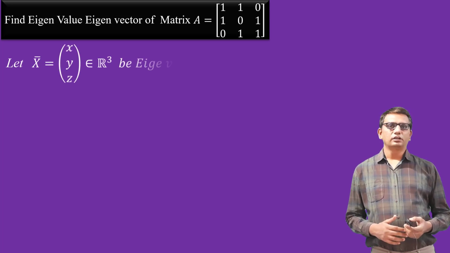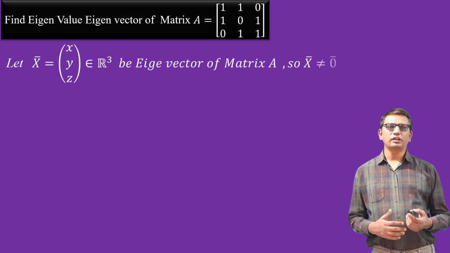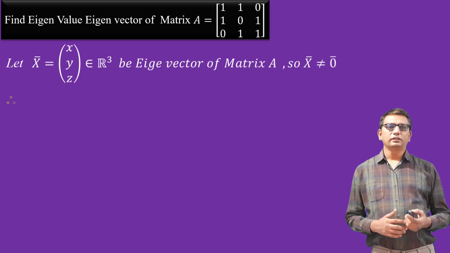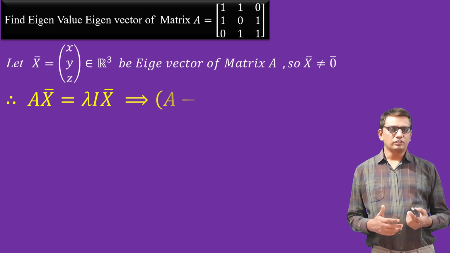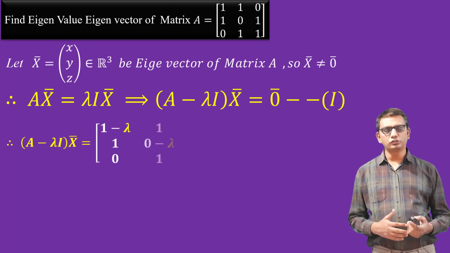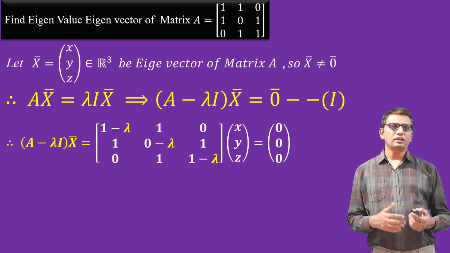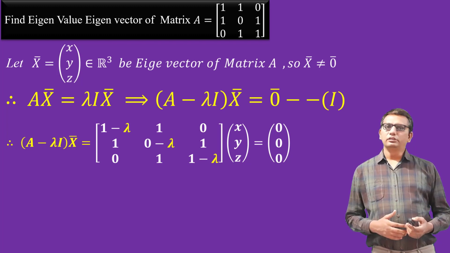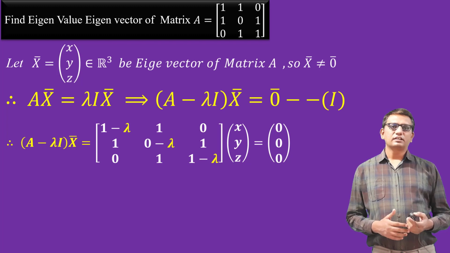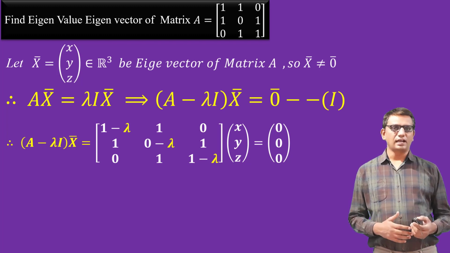So here x bar is our eigenvector and it is a non-zero eigenvector in R cube, and A is our matrix, x bar is not equal to 0. Now we can rewrite Ax bar equal to lambda x bar, that is (A minus lambda I) x bar equal to 0, which is our homogeneous system of linear equations. For this matrix, it can be rewritten this way, and now we can see that in the diagonal we have 1 minus lambda, 0 minus lambda and 1 minus lambda. Other entries are as they are.